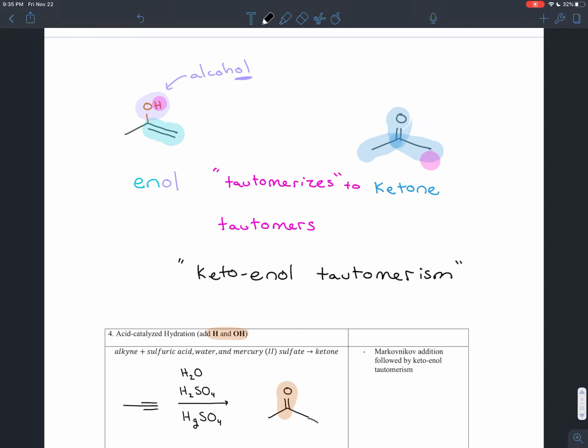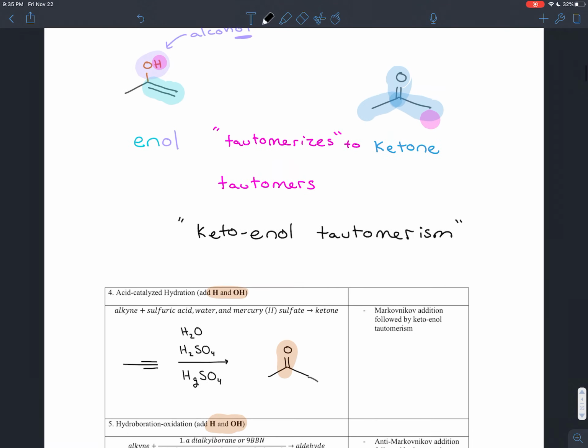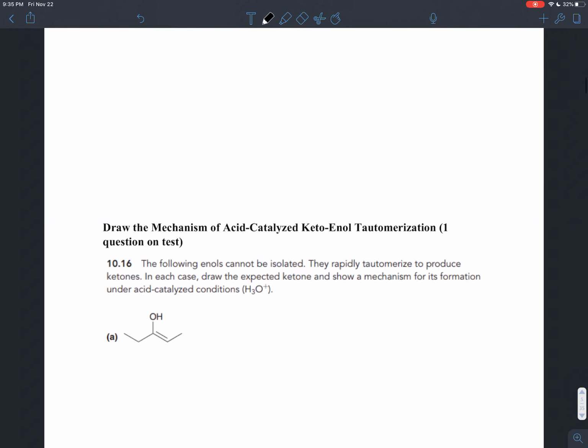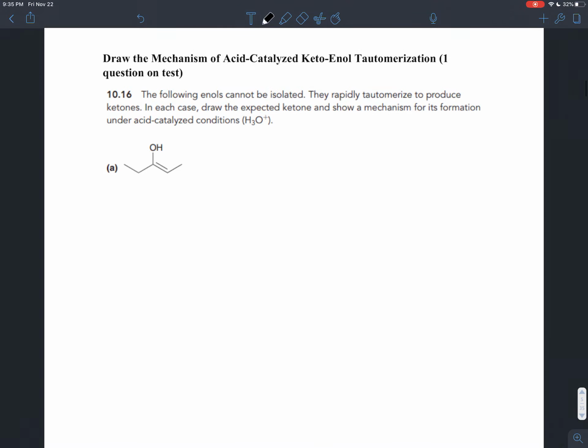Keto-enol tautomerism is where a hydrogen changes places from the oxygen to the carbon next door to where the oxygen was bonded, to turn the enol into a ketone. So, keto-enol tautomerism. Okay, now that can happen through an acid or a base catalyzed mechanism. What you'll want to know for this test is the acid-catalyzed mechanism for keto-enol tautomerism, at the very least.